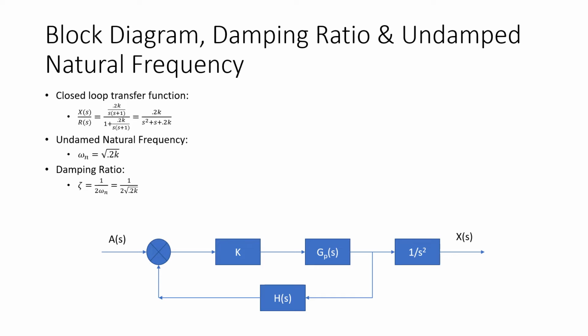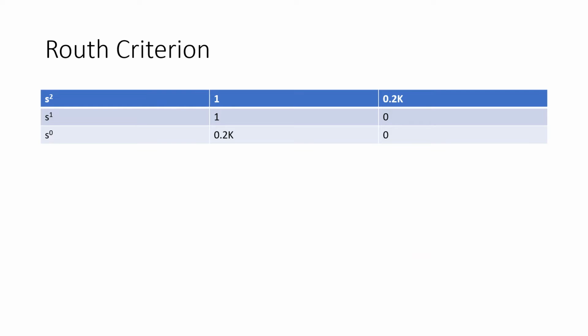Now we'll go to the undamped natural frequency for this block diagram in case 1. As you can see, it's stated in this equation here. Then I go down to the damping ratio, which is also 1 over 2 times the natural frequency, as you can see here. Then we wanted to run the Routh criterion to see if this system is stable. With this, we were able to determine that the system is stable for all positive K values.